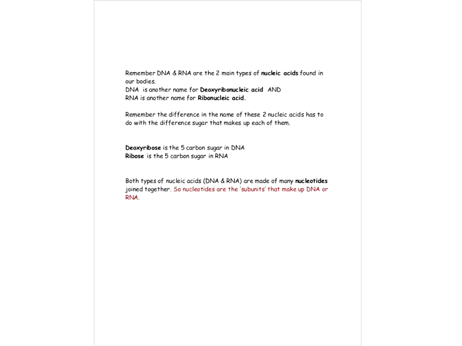DNA, the name DNA comes from deoxyribonucleic acid. So you can see the D, the N, and the A. With RNA, it comes from ribonucleic acid. Okay, so the difference between these two names has to do with the different sugars that make up each of them. And so deoxyribose is the 5-carbon sugar in DNA, and ribose is the 5-carbon sugar in RNA. Now both of these types of nucleic acids, DNA and RNA, are made up of nucleotides. So nucleotides are the subunits that make up either DNA or RNA.